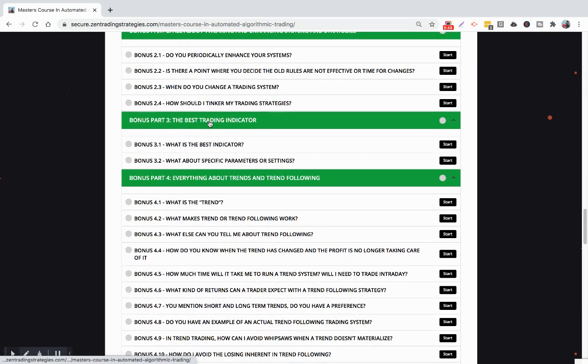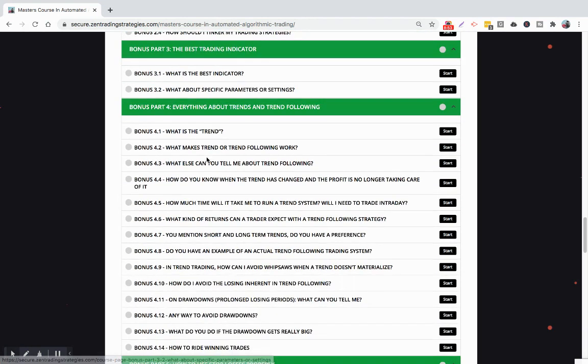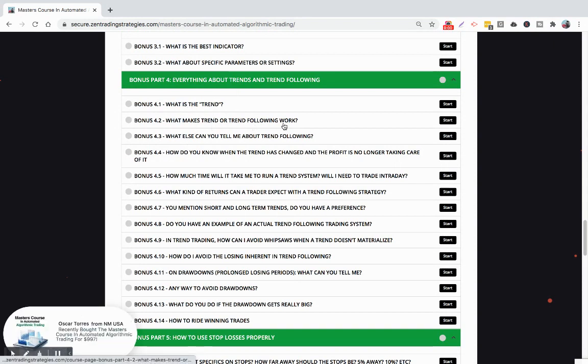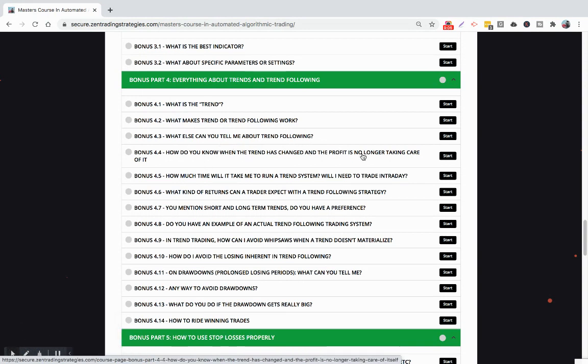You'll learn about the best indicator and what about specific parameters or settings. You'll learn everything about trends and trend following, about what the trend actually is and what makes trend following work. Any other secrets about trend following. How to know when the trend has changed and that the profit is no longer taking care of itself.